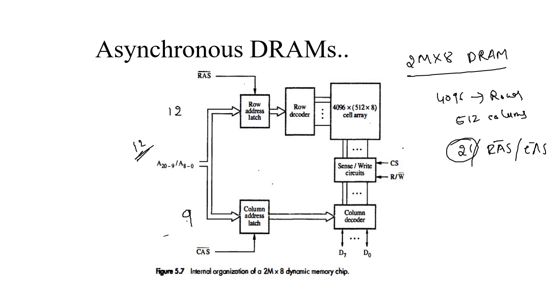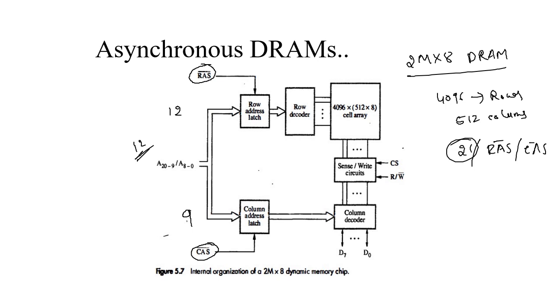So it is necessary for us to separate the row address and the column address. In order to separate them, we have control signals called row address strobe and column address strobe. When row address strobe is 0, it will extract the row address from the multiplexed address line.